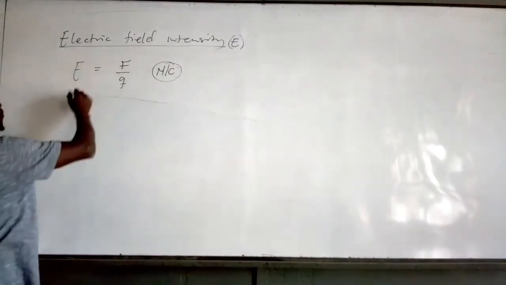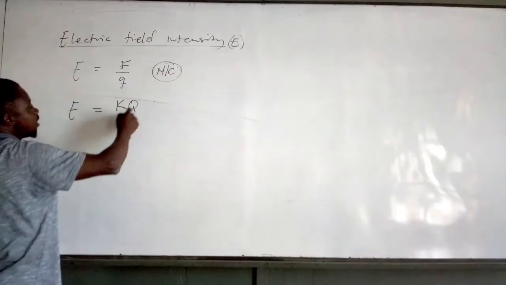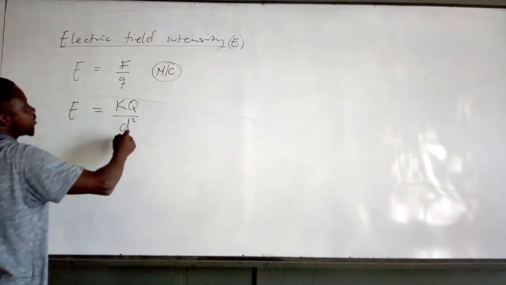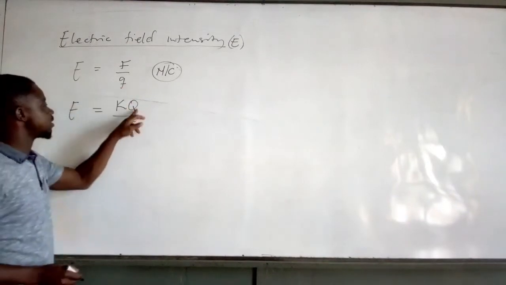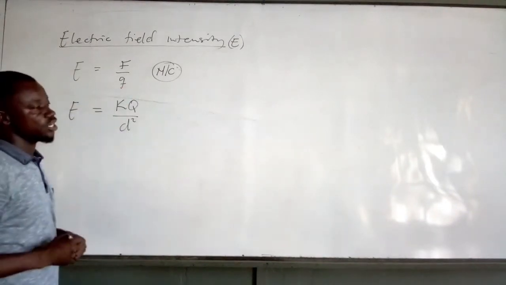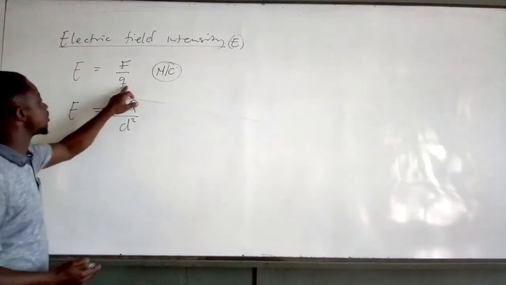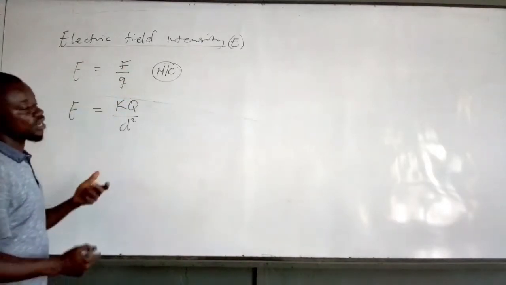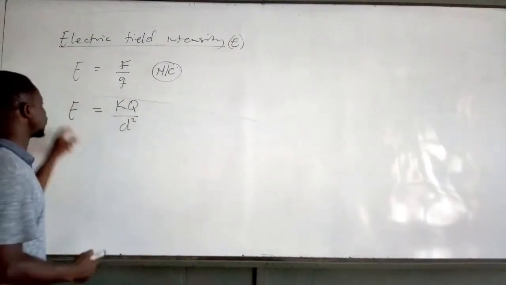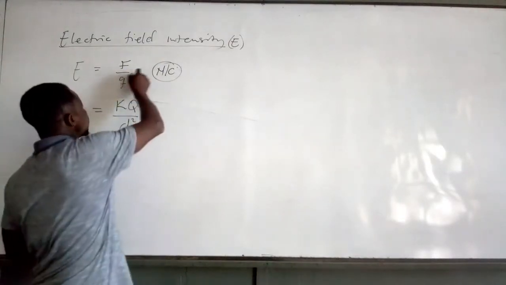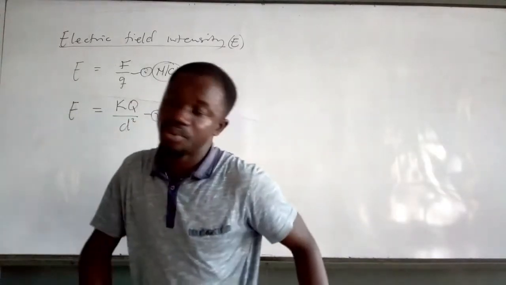When we put the value of F here, another formula for electric field intensity will give us K over D squared. This is the charge that is experiencing the field, and this is the charge that has created the field. So when you calculate for a field intensity using the charge experiencing the field, then you have to use this formula. If you are calculating for electric field intensity using the charge that has created the field, then you have to use this formula. So we have equation 1 and equation 2. Take note of these equations very well.